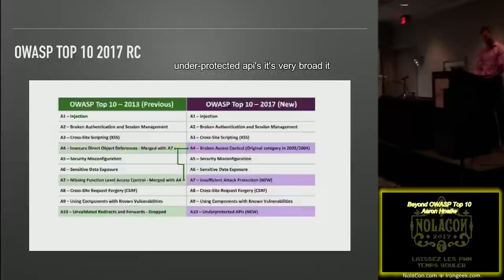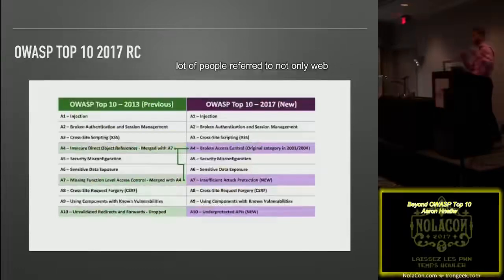A10 is the last new one, underprotected APIs. It's very broad. It basically means it's covering APIs, things like SOAP, REST, RPC, stuff like that, which is weird because in the past, the OWASP Top 10, in my mind at least, and to a lot of people, referred to not only web applications but APIs because they were web services.